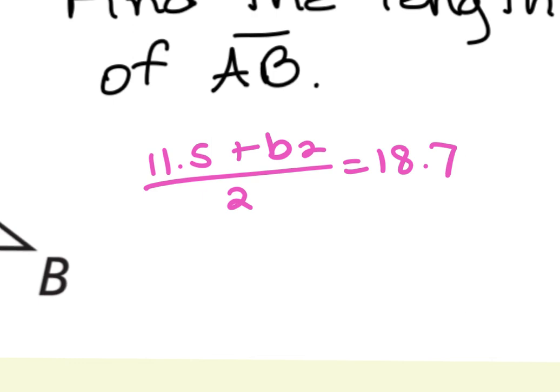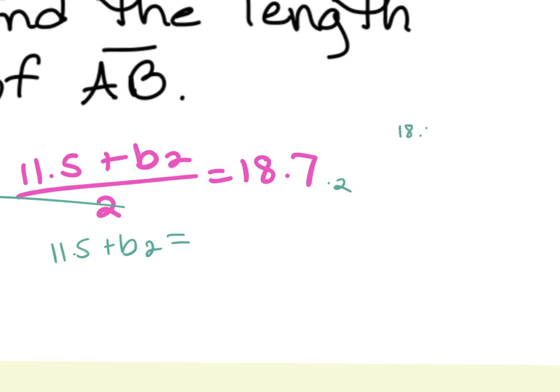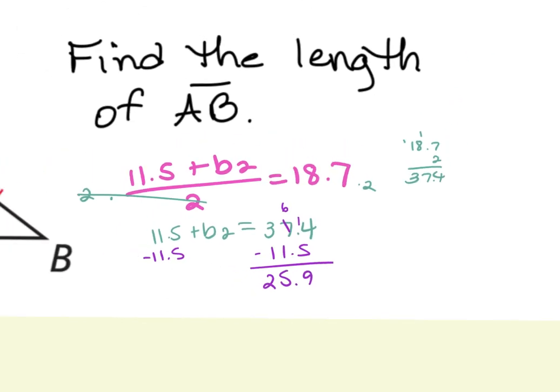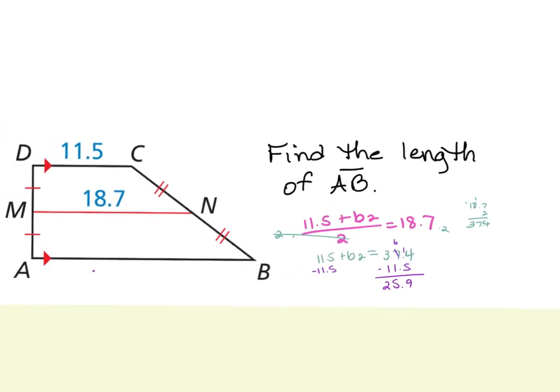Jonathan? Not divide by 2. Multiply by 2. So these would cancel. 11.5 plus B2 would equal 37.4. Thank you. And then I would subtract the 11.5. Okay, that's one way to do it.